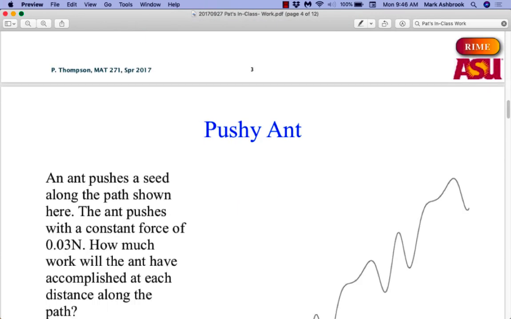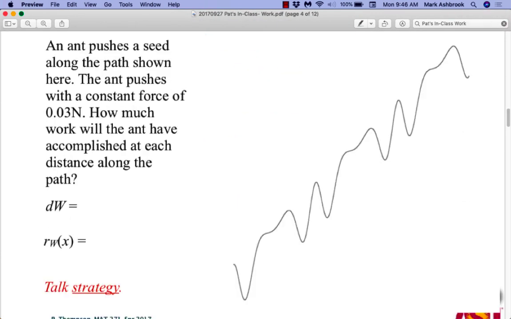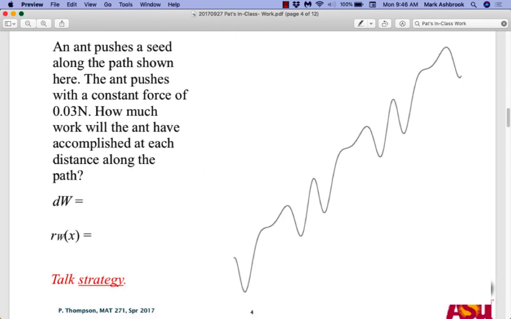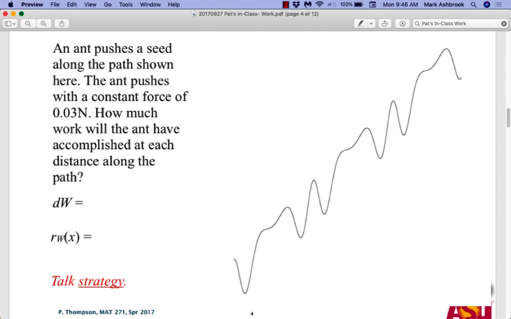All right, so let's talk about the pushy ant. So the ant pushes a seed along the path shown, and the ant pushes with a constant force of 0.03 newtons. How much work will the ant have accomplished at each distance along the path?